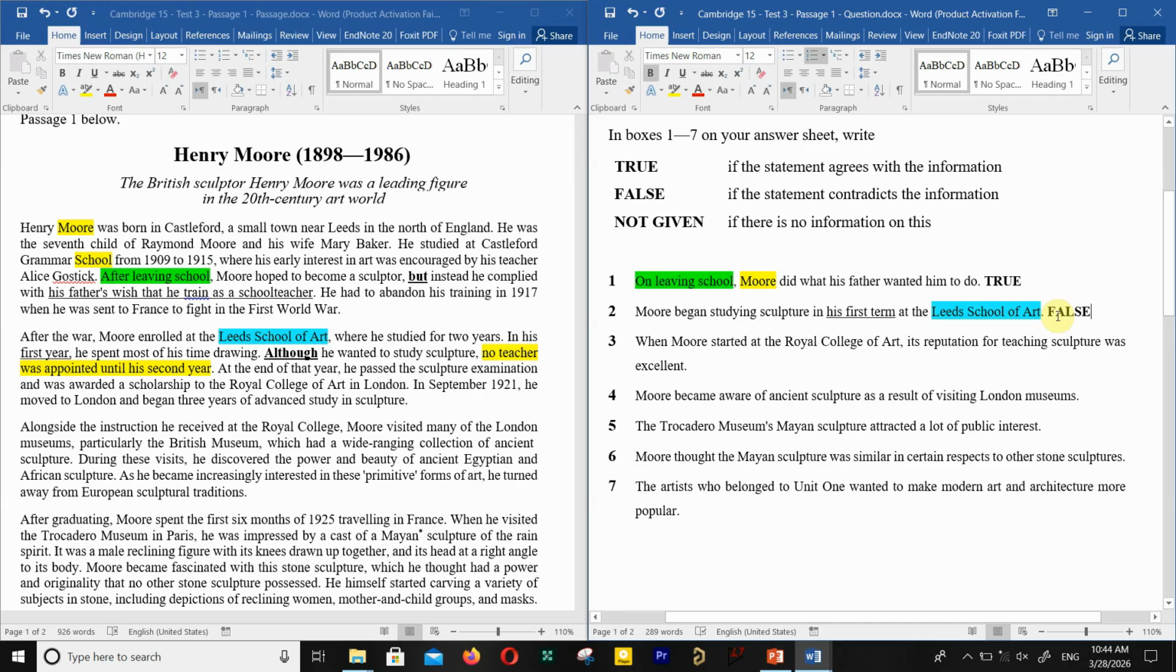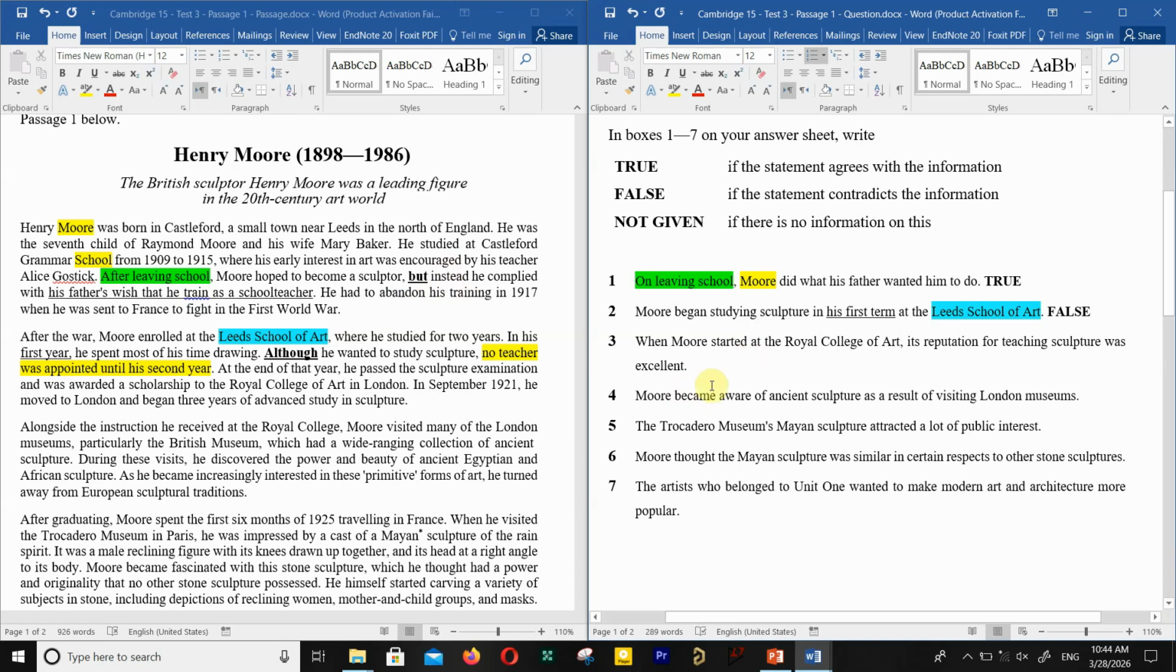So this is really important. Be careful about but, although, while, whereas. These are the kind of vocabularies that change the tone of the passage, and most of the time the answer lies after them. So read the sentence after these words more carefully.